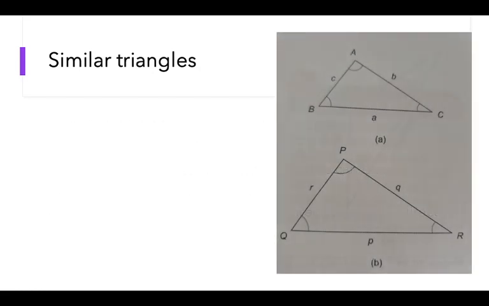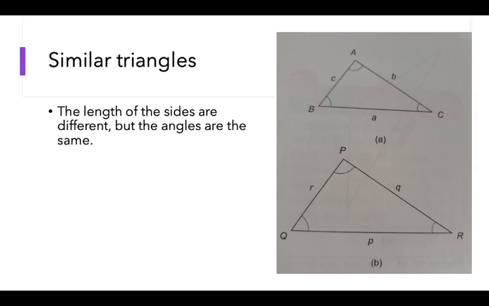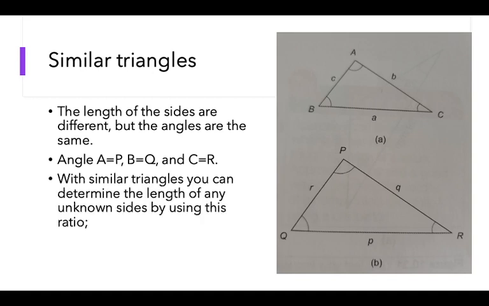Here we have two examples of triangles that are similar. The lengths of the sides are different, but the angles are the same on these two triangles. So angle A and angle P are the same, angle B and angle Q are the same, and angle C and angle R are the same. With similar triangles, you can determine the length of any of the unknown sides by using this ratio.